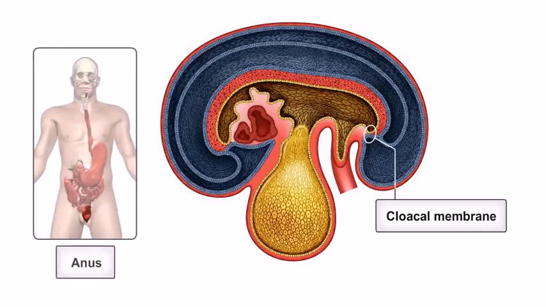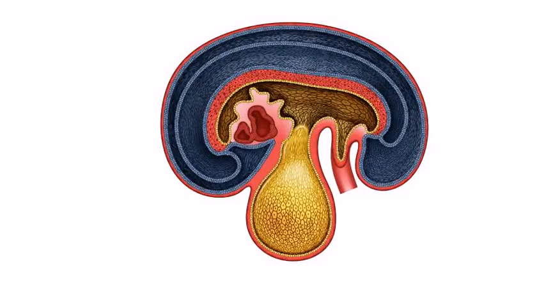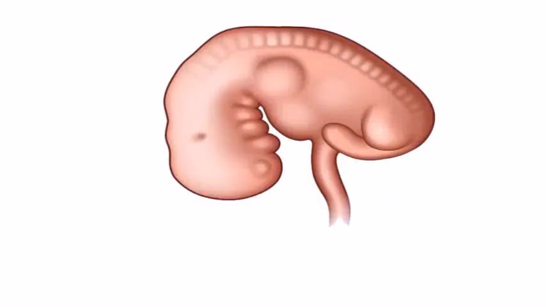and anal openings. As a result of embryonic folding, the major body plan is established, and the three germ layers continue to differentiate, giving rise to their own specific tissues and organ systems.